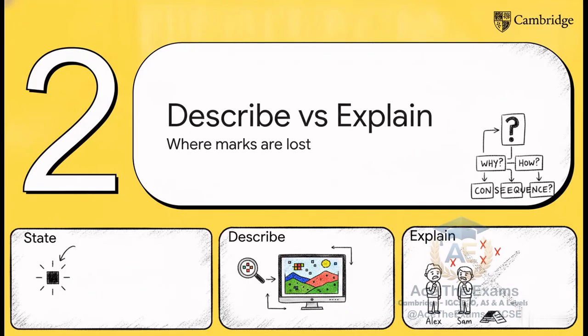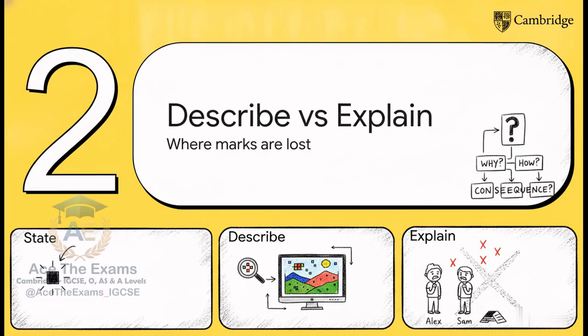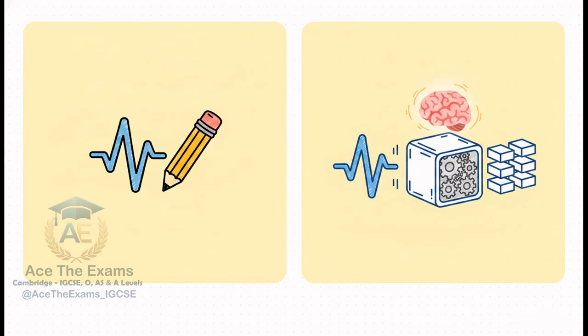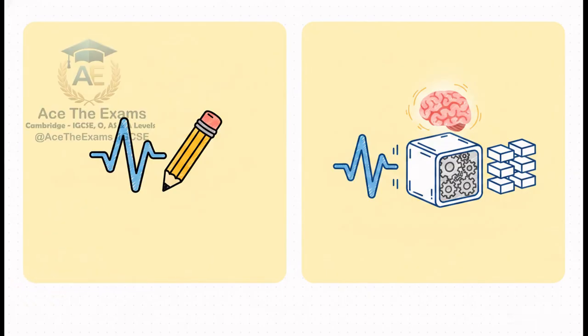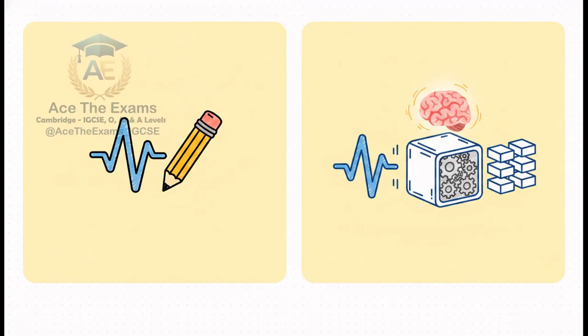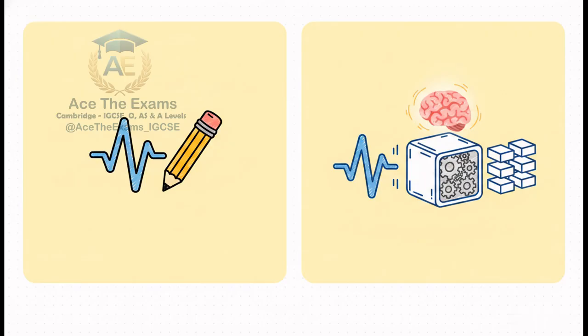Section 2. Description versus explanation. Pay close attention here, because this is the exact boundary where the highest number of marks are lost across the entire syllabus. This is where the real transformation of your exam technique begins. This entire concept is all about successfully decoding command words. On your Cambridge paper, the words state, describe, and explain are not just synonyms. They demand completely different levels of cognitive effort from you.